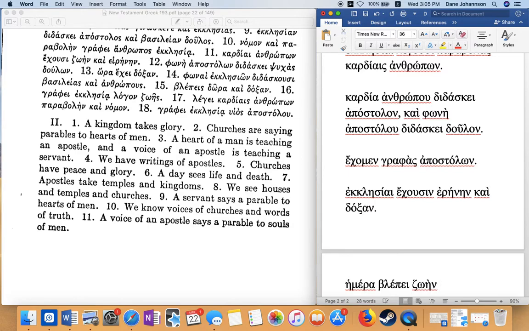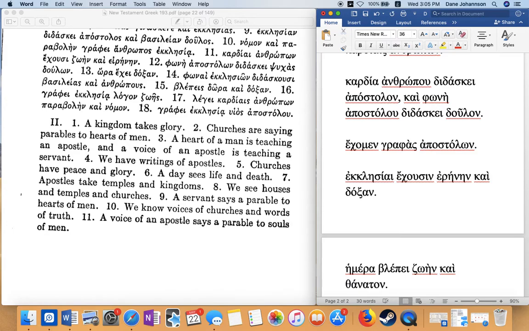Zoen, life, kai, death, thanaton, again accusative. So ton thanaton, ten zoen, those would be the definite articles that go with them. So he hemera, the day, or just a day, hemera blepei, so it's the one doing the verb. A day sees zoen, life, kai thanaton, and death.